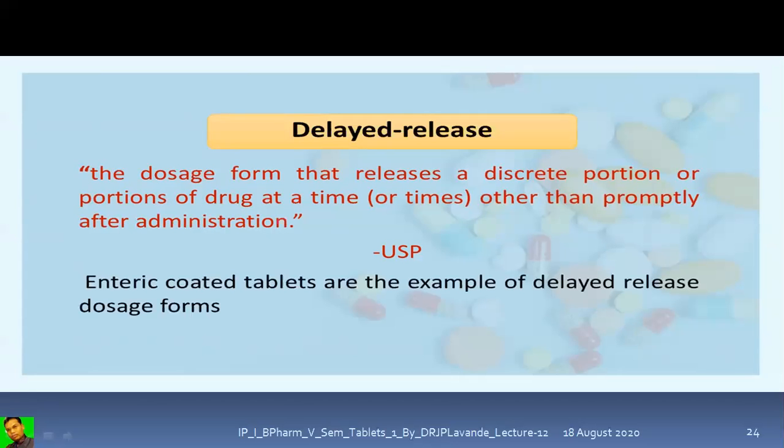The example is the enteric coated tablets. These are examples of the delayed release dosage form. When we are taking it, it will go through the esophagus, through the stomach, through the duodenum, through the small intestine. In this small intestine, it is responsible for releasing its drug. Now, during its passage through the esophagus, stomach, and duodenum, it will not cause its release. So that's why this is an example of the delayed release. The release is delayed.